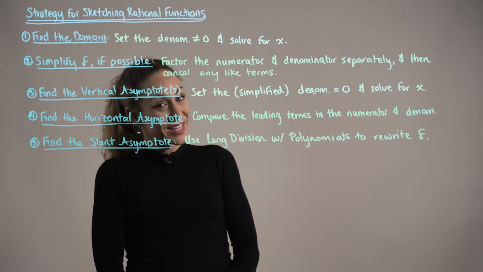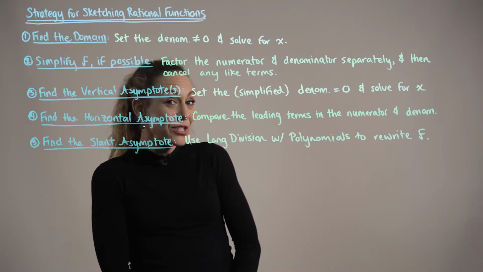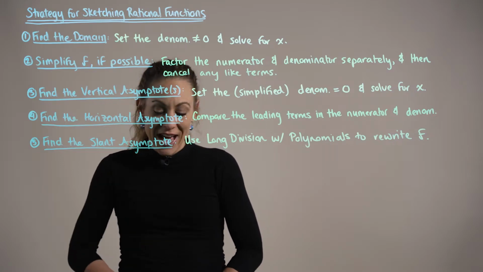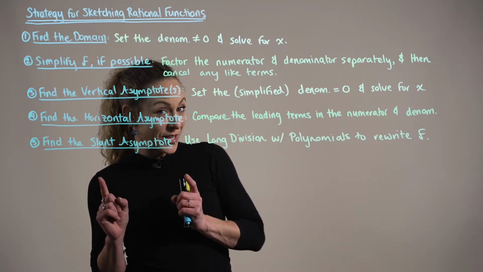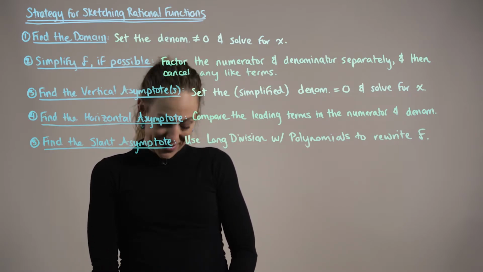So to find the slant asymptote of a rational function, we use long division with polynomials to rewrite that function f as a sum of a linear portion and a rational portion. Remember that linear portion is the slant.